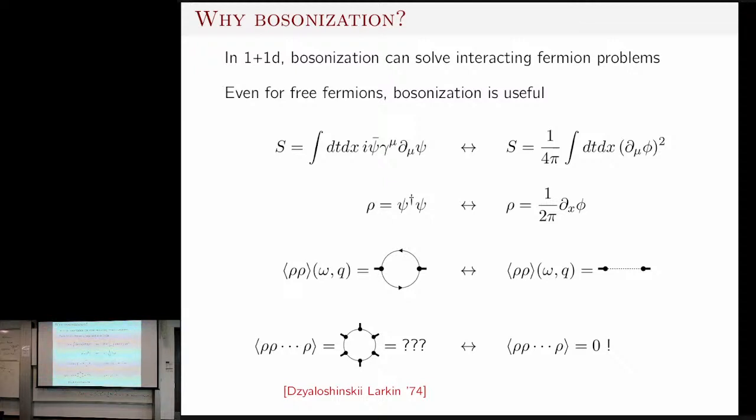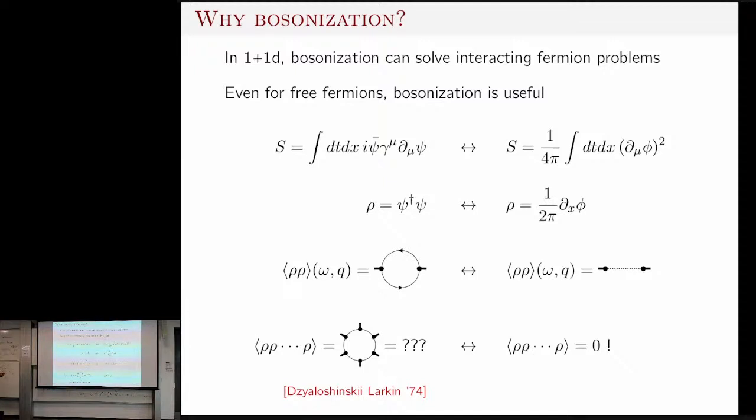It's not any connected correlation of fermions will be zero. But this is a free theory. So this simplification of the bosonic description carries over. This kind of perturbative simplification carries over when you study more complicated theories.